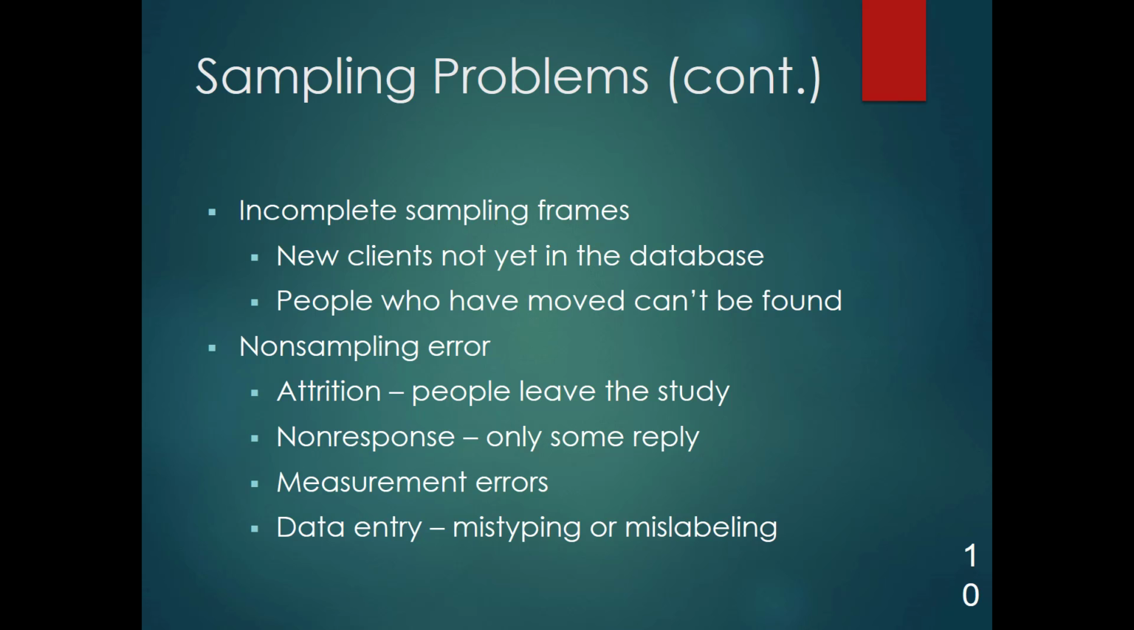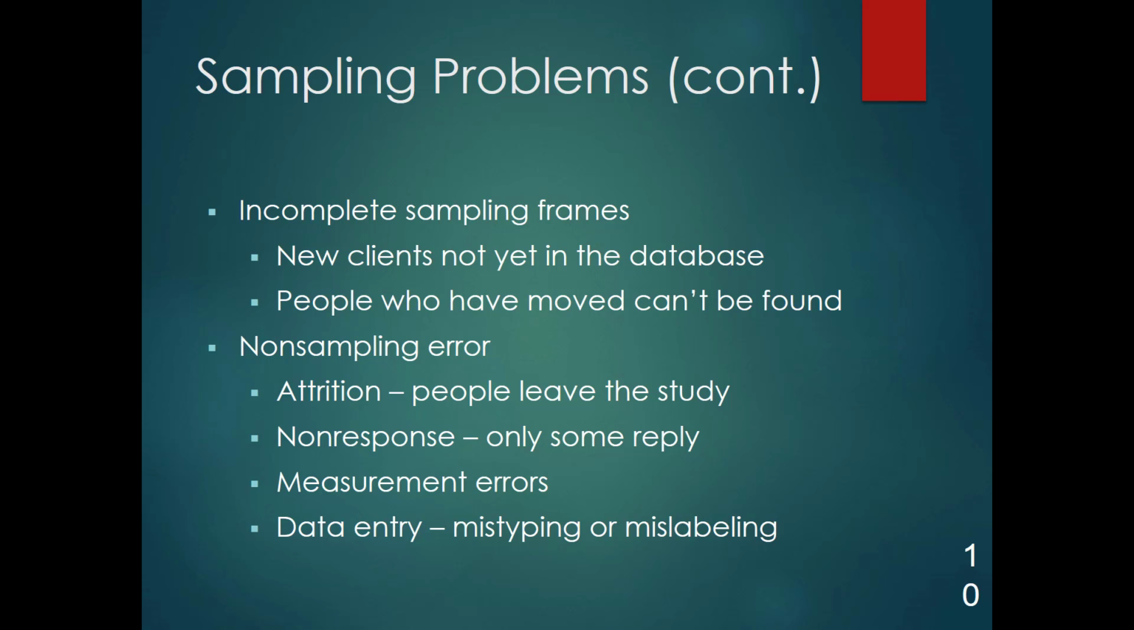People who have moved can't be found. Those who may have moved, you aren't able to find them, and so they're not able to be part of the sample or even have a chance to be selected. And then we have non-sampling error. Non-sampling error is not related to the actual sampling procedure, and it includes inadequate sampling frames, high levels of attrition or non-response, and measurement and data entry errors. So that's what's included in non-sampling errors.